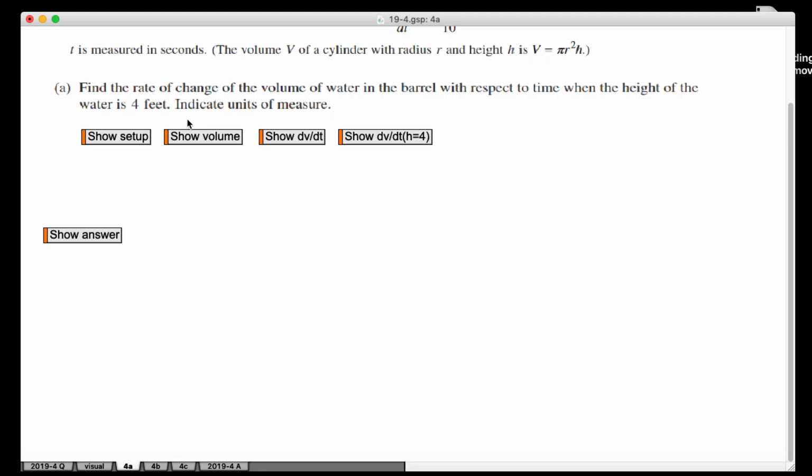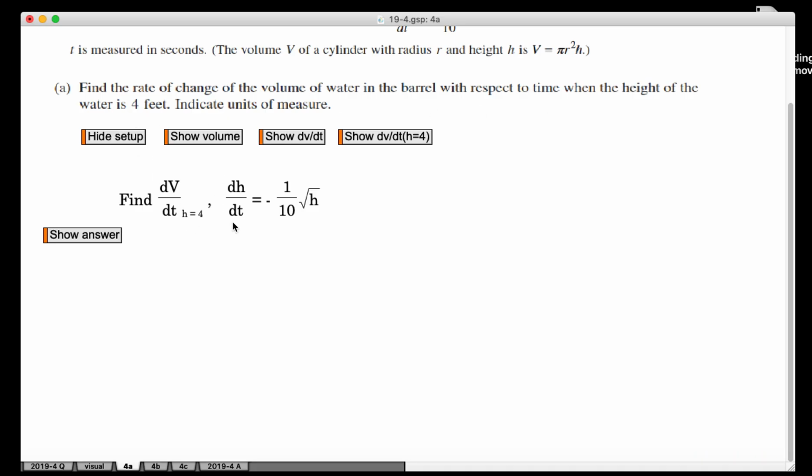When I do these kinds of problems, you should always think of what you're looking for, and we're looking for the rate of change of volume. We're looking for the rate of change of volume at a particular time, when the height is at 4 feet. What we do know is the rate of change of the height with respect to time. So we're looking for the rate of change of volume when the height is 4 feet.